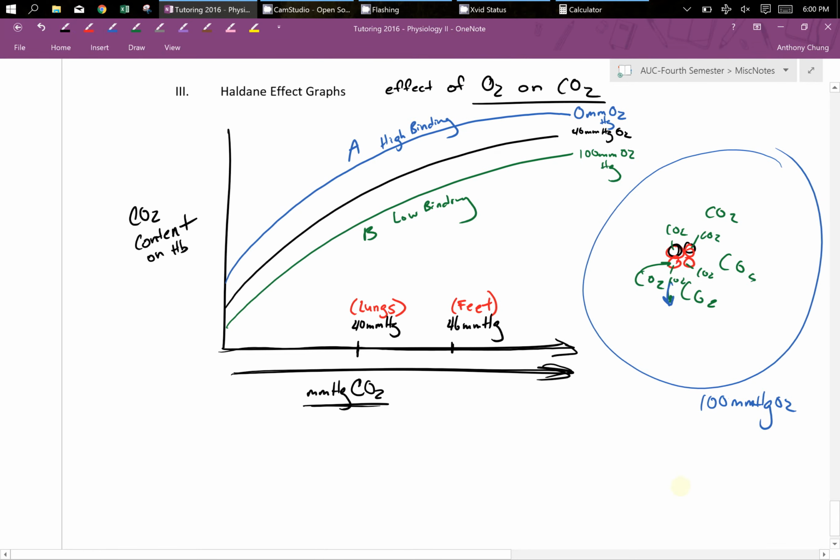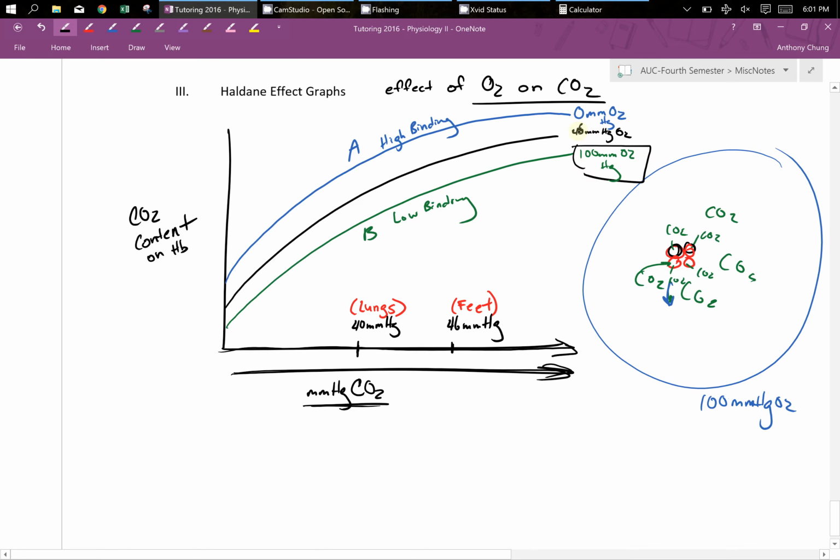So this is how you read this graph. Okay, so there's another two values that you need to know. You need to know how much oxygen is in your lungs at any point. Like in your lungs, how many millimeters of mercury of oxygen do you have? 100, right? Okay, so 100. And how much do you have in your feet? 40, 46. Oh, I even made it 46.